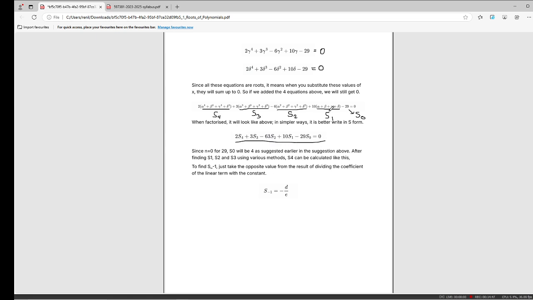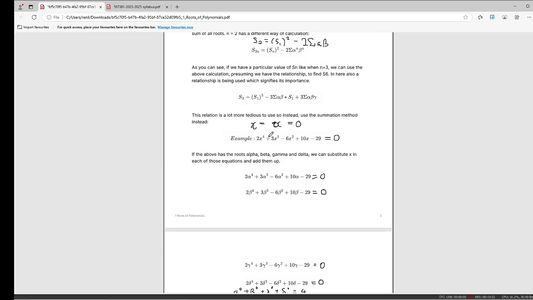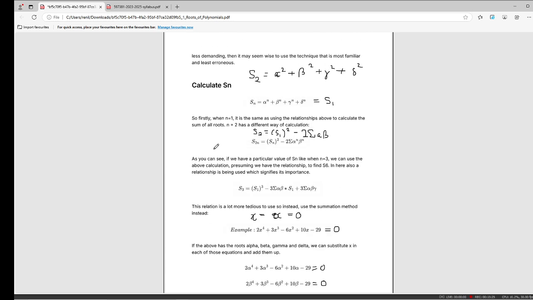So when you add the two equations, you're actually going to get negative 29 times 4, and S0, if you see S0, it's just basically alpha to the power 0 plus beta to the power 0 plus gamma to the power 0 plus delta to the power 0. That's equal to 1 plus 1 plus 1 plus 1, which is 4. And so you're going to get 4 times negative 29. It may sound complex, and we'll just go for this. So when n equals 0 for 29, S0 will be equal to 4 as suggested earlier, and you can find S1, S2, S3 using these methods over here as I've shown.